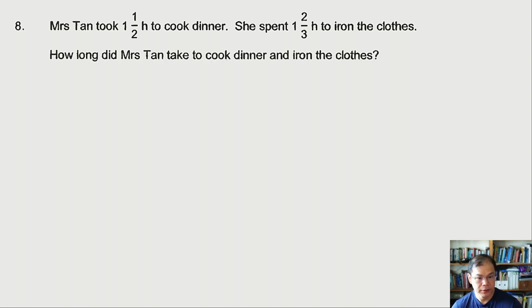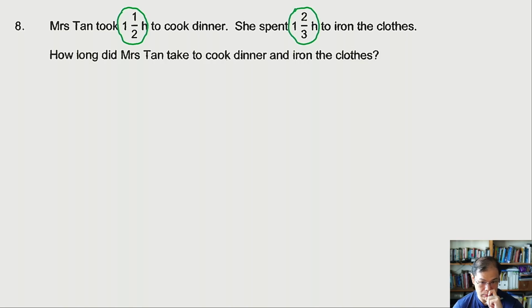Number 8. Mrs. Tan took 1.5 hours to cook dinner. She spent 1 2/3 hours to iron the clothes. How long did Mrs. Tan take to cook dinner and iron the clothes? So this is part whole. Okay, part of the time she used it to cook dinner, part of the time she used to iron clothes. How do I know it's a part whole? Because both are in the same units.